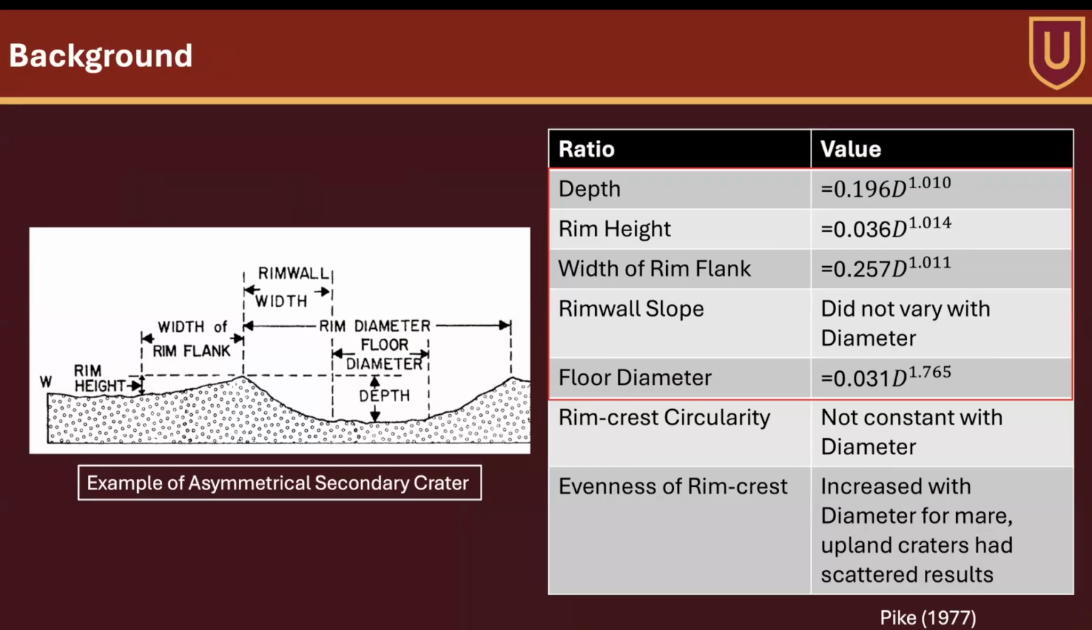First, the background is a paper from 1977 written by Richard Pike, where he looked at ratios of crater dimensions against the diameter, looking for patterns in the sizes of craters. We are taking this very preliminary idea and applying it to looking at ratios between primary and secondary craters, hoping to see some differences there that we can use for classification. There's an example of the different crater dimensions that we are looking at.